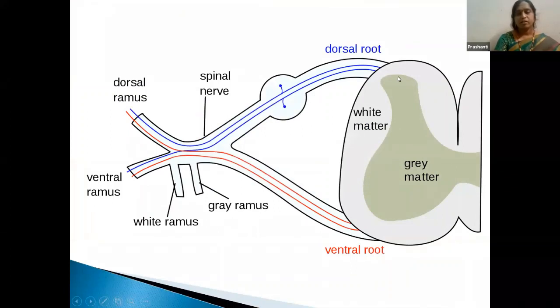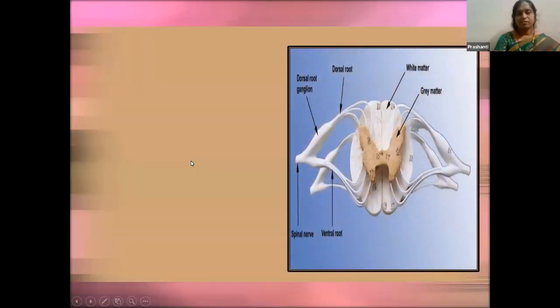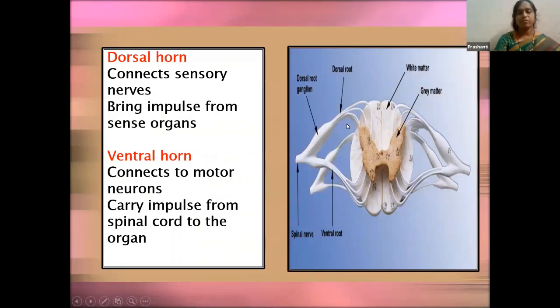So here, just see, children, the dorsal root has the ganglions, and both the dorsal root and ventral root join to form the spinal nerve. So in this way, the sensory information is carried to the spinal cord, and later by the synapse, it is further continued and conveys the information to the motor neuron to the particular target. So this is a picture, children, conveying the sensory information through the dorsal horn, and later the ventral horn connects to the motor neurons and conveys the impulse from the spinal cord to the organ.